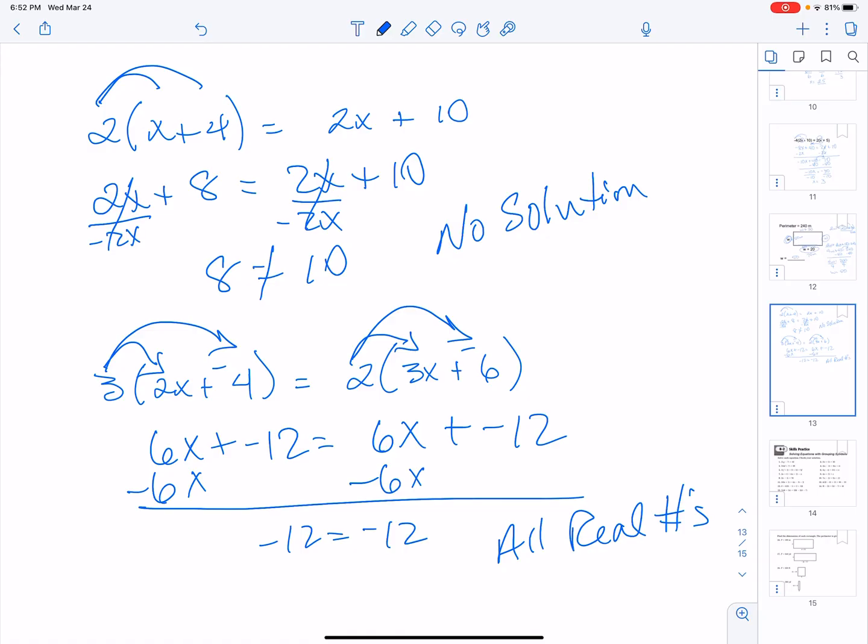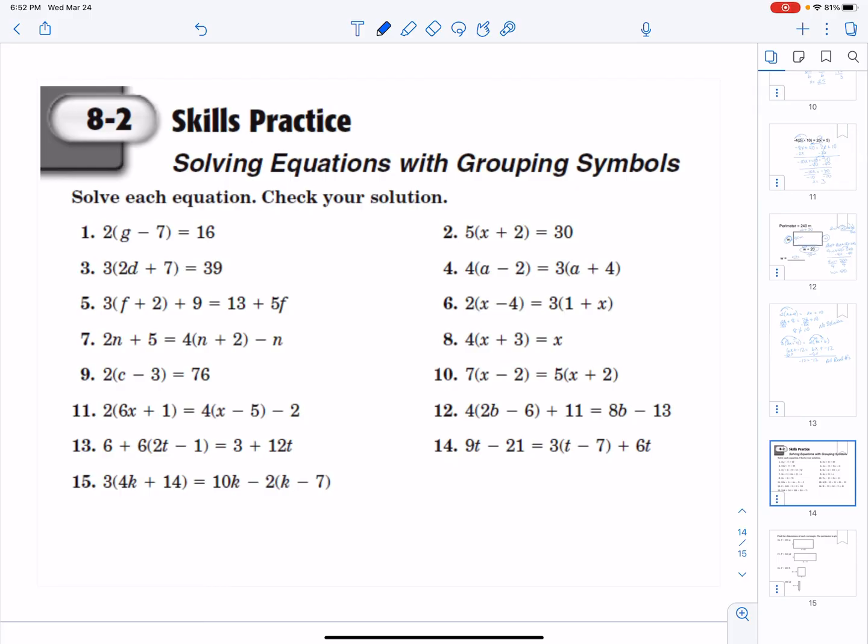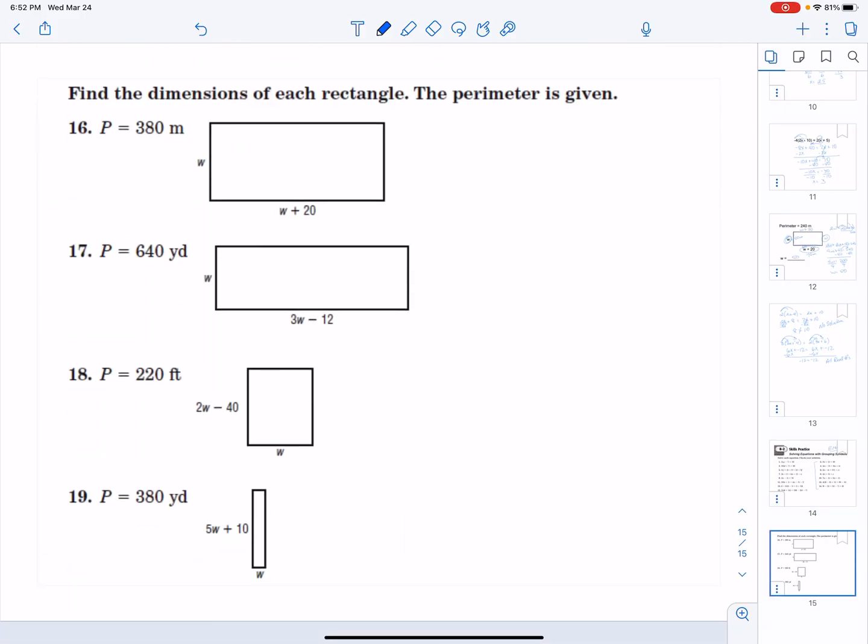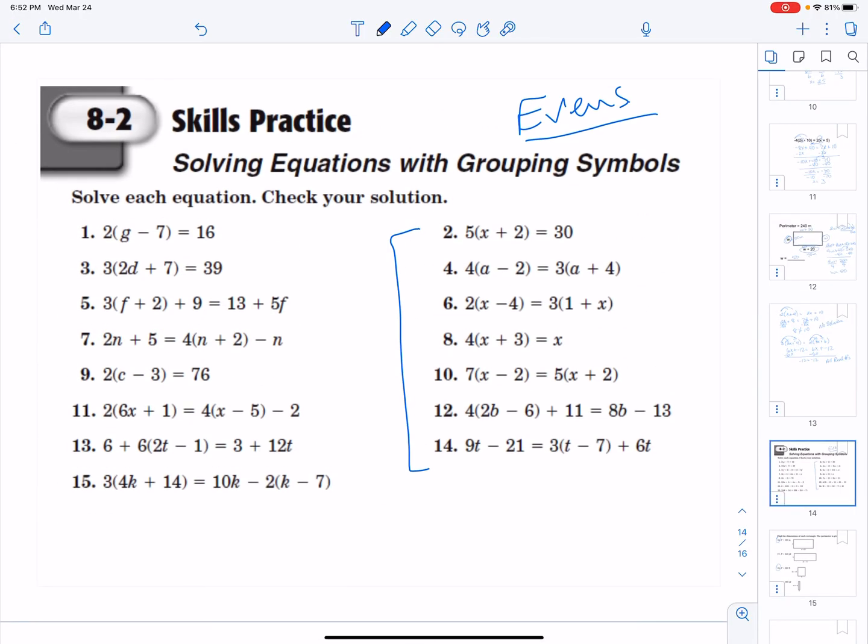It's really not any more difficult or any more different than just solving regular equations. You just got to get rid of the parentheses first before you can do anything. So what we're going to do for our assignment over the next 2 days is I want you to answer the evens on this assignment. So that's going to be 2 through 14, and then 16 and 18. So you'll solve them the same way.